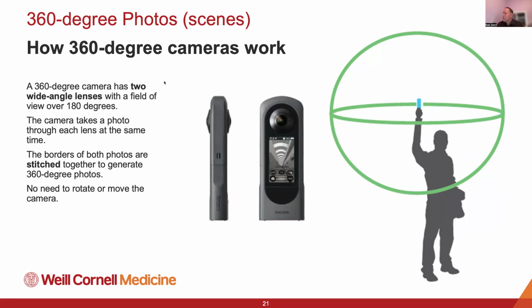So this is an example. This is a Ricoh camera similar to one that we use in our office. There are a few other models. Insta360 is another company that makes some of these. And these are really easy because you just push the shutter button and you get your two fisheye lens photos that are then stitched together, and it returns a full 360-degree image.